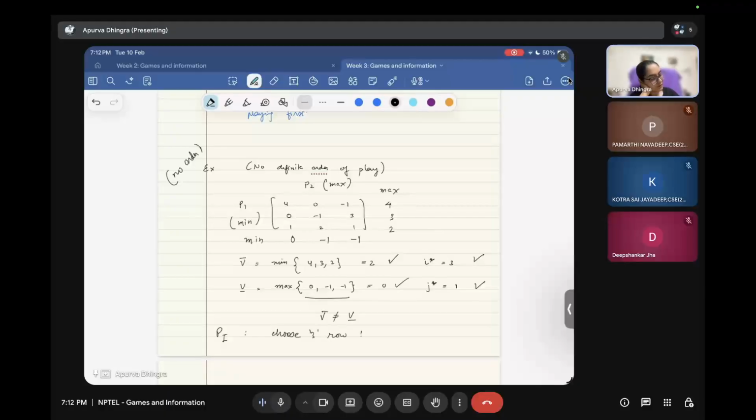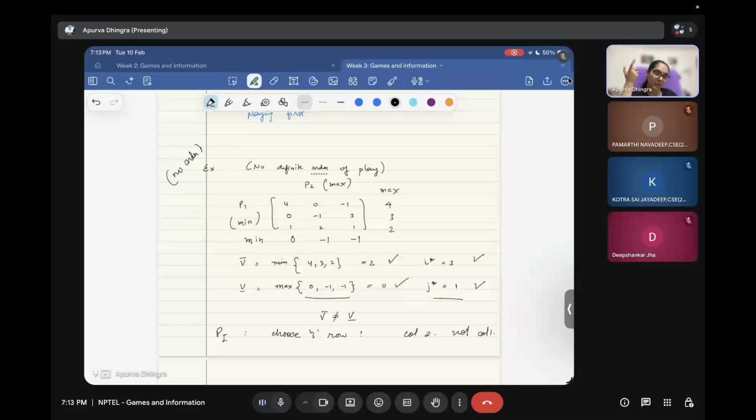If he chooses row 3, what would player 2 do in this particular scenario? Player 2 is supposed to maximize, so he has these options: 1, 2 and -1. He's going to choose the second column. So he will choose column 2, meaning the best response to row 3 is actually column 2 and it is not column 1.